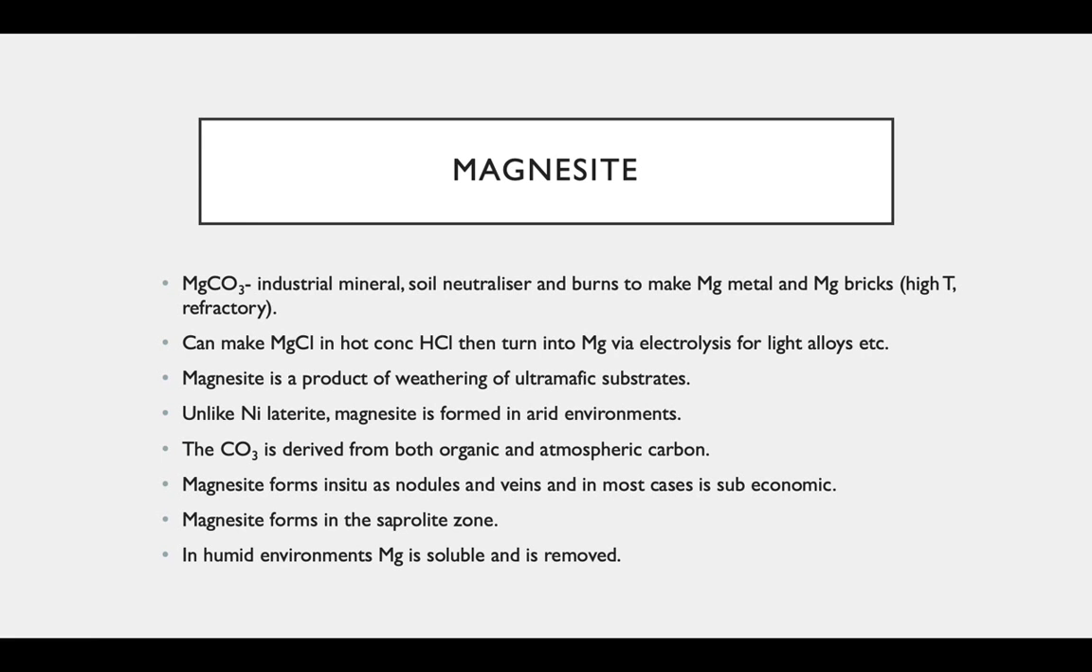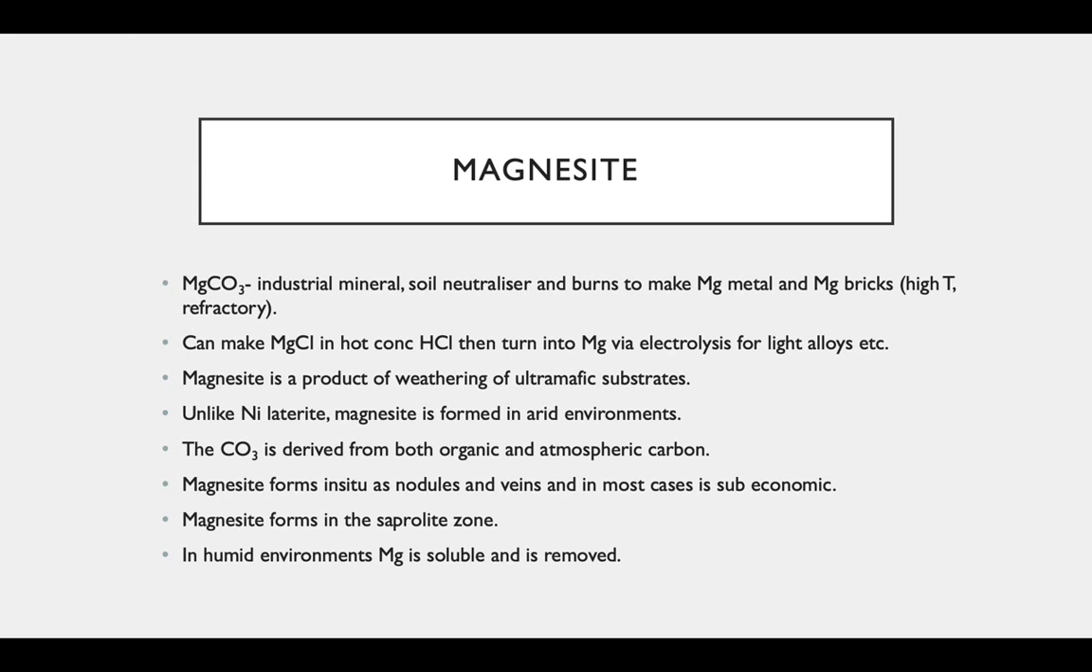So we have a drier system, means we probably have lower rates of leaching, and we can derive carbonate, CO3, from organic or atmospheric carbon. And it forms in these sort of nodules and veins, and in most cases it's subeconomic, but it's in the saprolite zone. In the humid environments, the magnesium is soluble and removed, so we can't actually form magnesite. It's lost from the system.